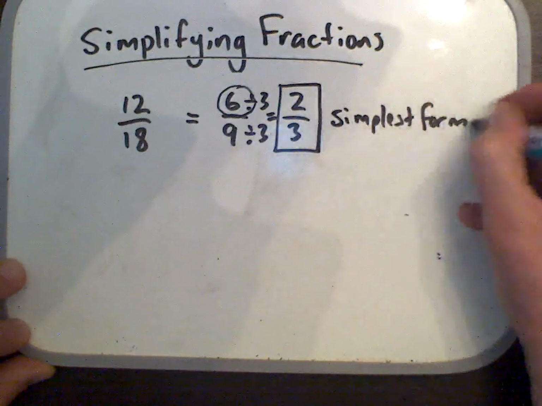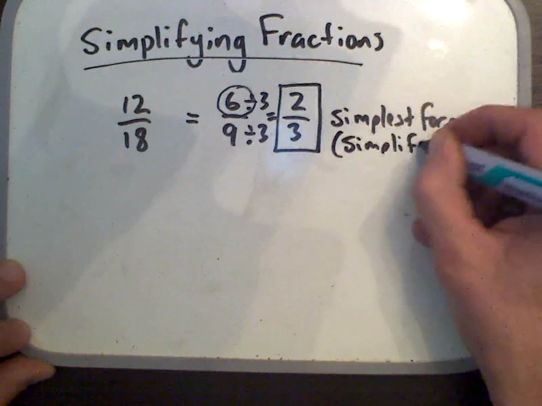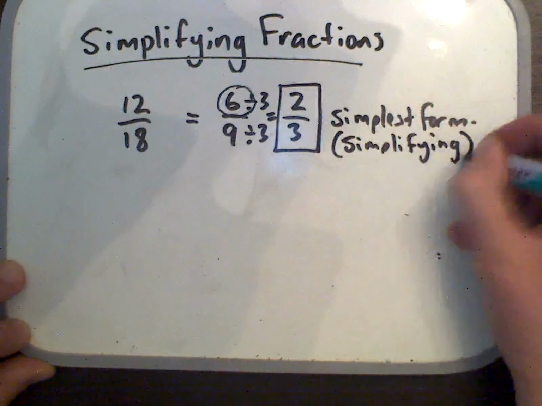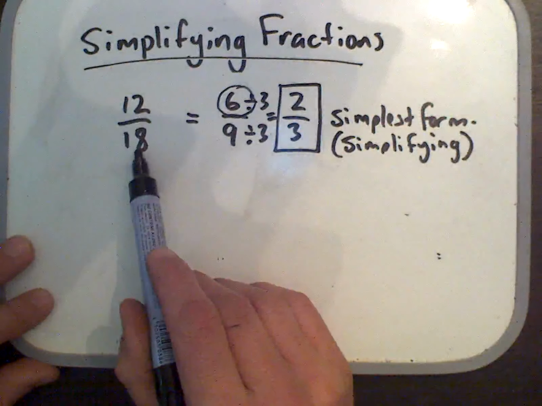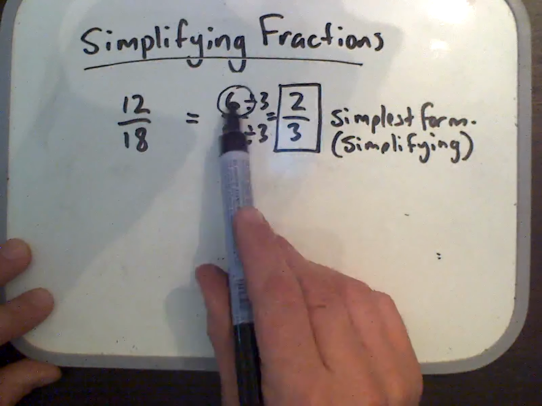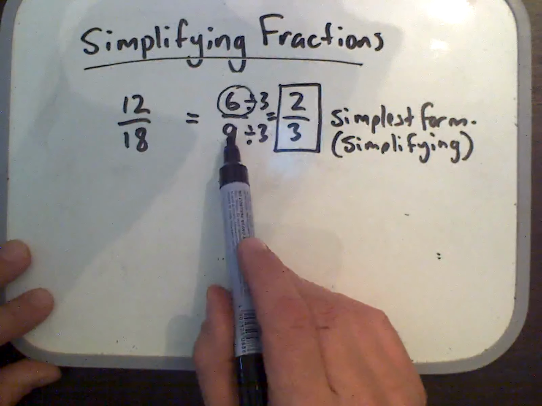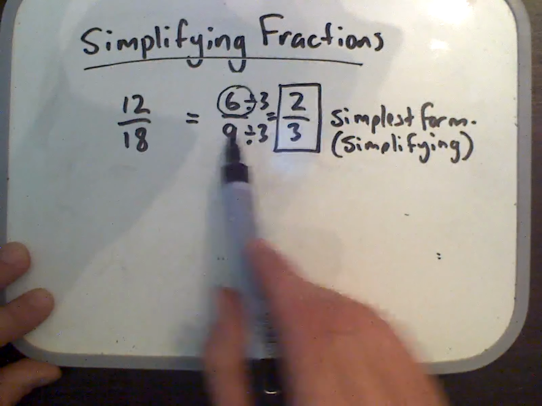And that's what we call simplifying. Simplifying means putting our fraction in its simplest form. So let's look at it again. We started with 12 over 18. We reduced that down to 6 over 9. We then had to find a number that went into both 6 and 9. So 3 went into 6 2 times, 3 went into 9 3 times.